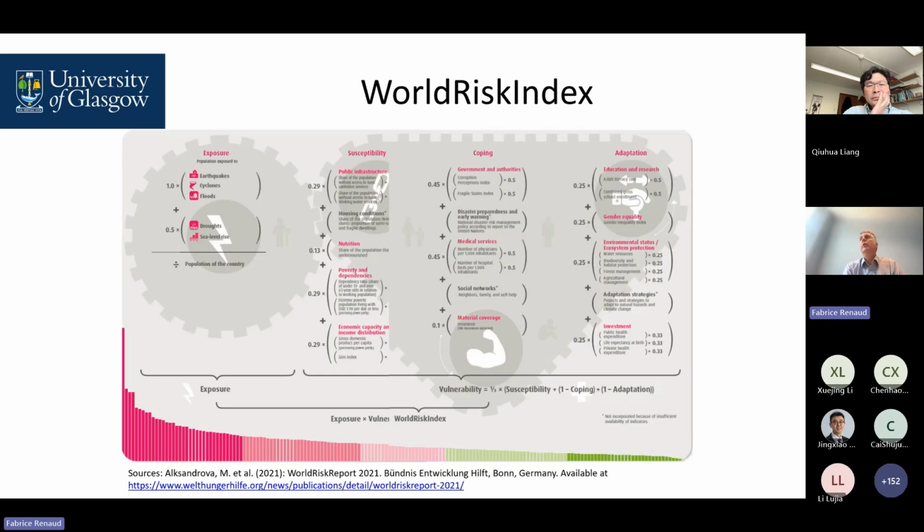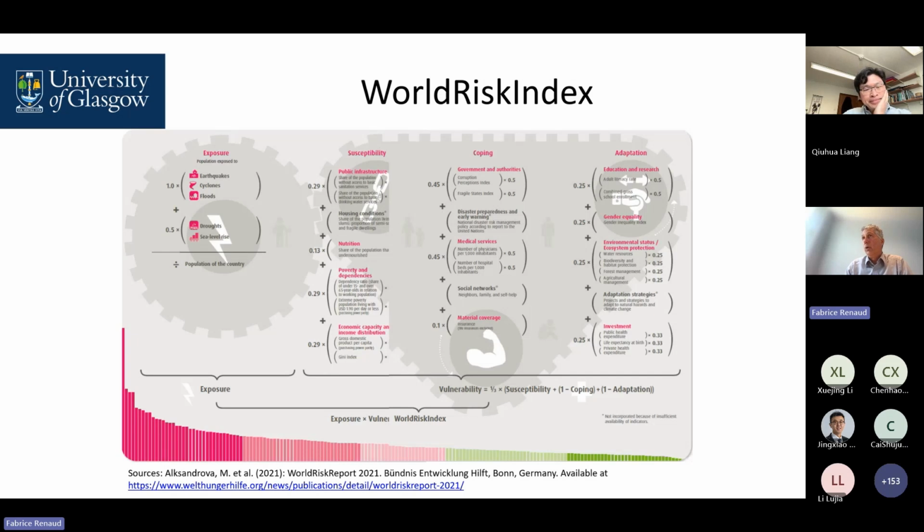And what is interesting when you look at how the World Risk Index is computed, and particularly if you focus on the vulnerability part of it, which are the last three columns to the right under susceptibility, coping, and adaptation, what you will realize is that the number of indicators that refer back to ecosystems is very reduced, and it's only under the adaptation component where you see the environmental status and ecosystem protection that these indicators characterizing the state of the environment or the health of ecosystems appears.